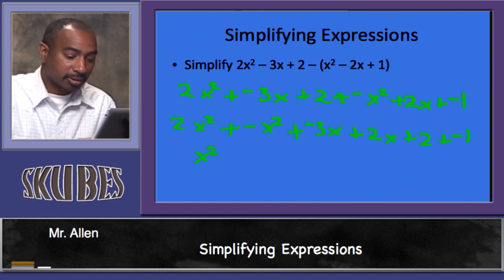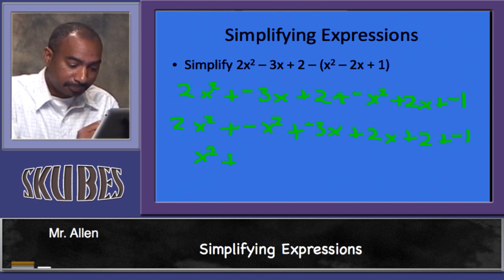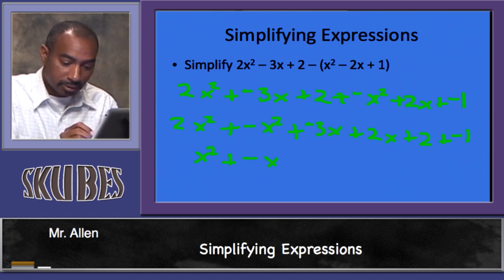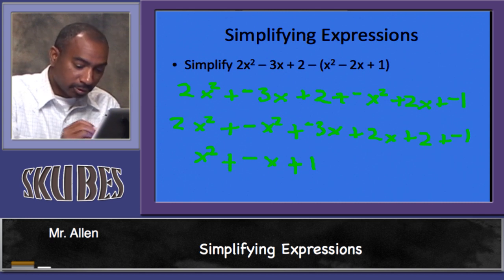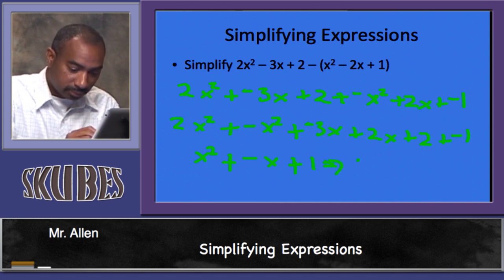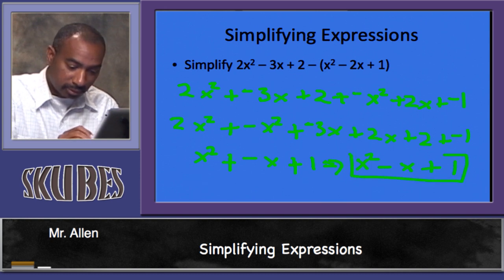So 1 times x squared is just x squared. And then you have plus negative 3x plus 2x. That's the same as negative x, because that's negative 1x. And 2 plus negative 1 is the same as 1. Now, usually we write it like this: x squared. Instead of plus negative x, I just put minus x. And then plus 1. And that's it.